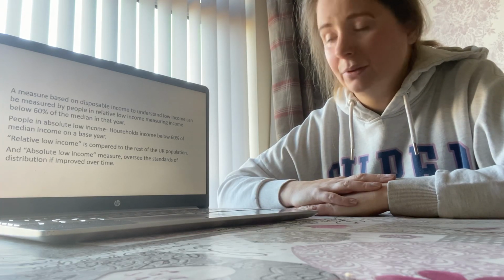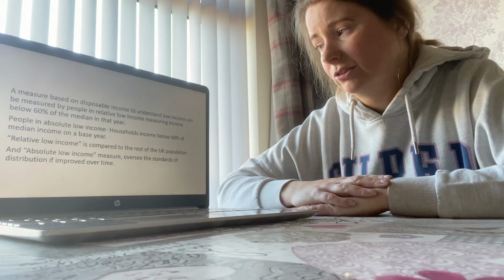A measure based on disposable income to understand low income can be measured by people in relative low income, measuring income below 60% of the median in that year. People in absolute low income households have income below 60% of median income in a base year. Relative low income is compared to the rest of the UK population. An absolute low income measure oversees whether the standard of living has improved over time.